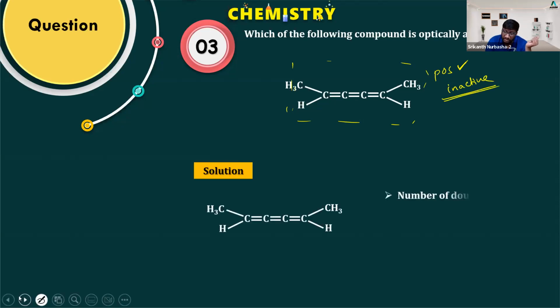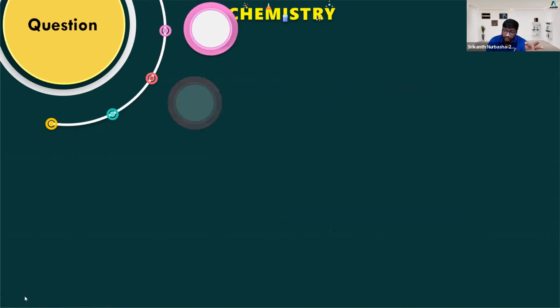Optically inactive since plane of symmetry is present. Number of double bonds 3 means obviously plane of symmetry is present, so optically inactive. No need to check any other thing.